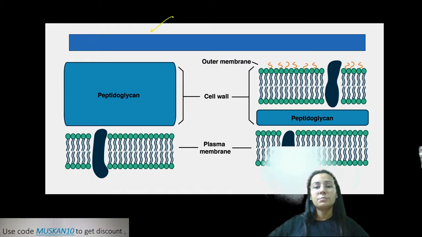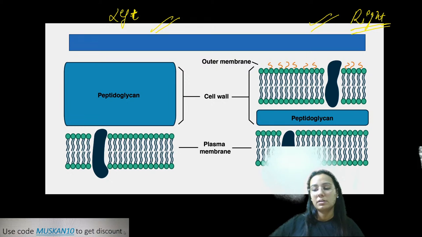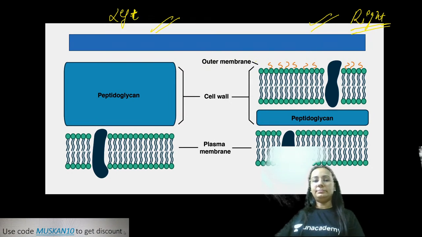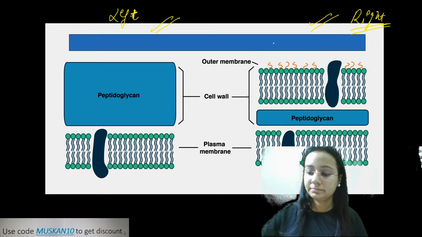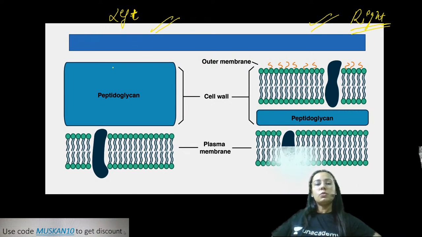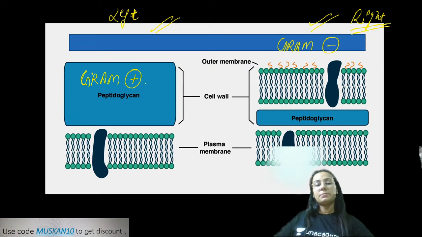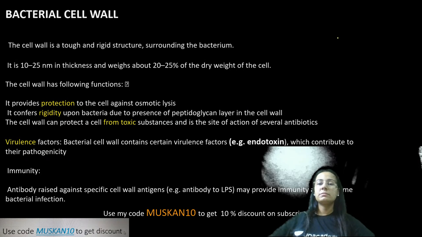Now, which one is the gram positive cell wall and the gram negative cell wall? This is the left image and this is the right image. So this is the gram positive cell wall. Okay, and this is what? The gram negative. And how do we differentiate it? The peptidoglycan layer is about 80 to 100 layers thick in the gram positive. Okay, and it is a thin layer in what? The gram negative. Besides this, what other differences were important between the gram positive and the gram negative?